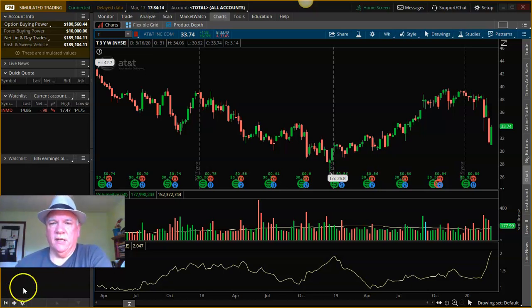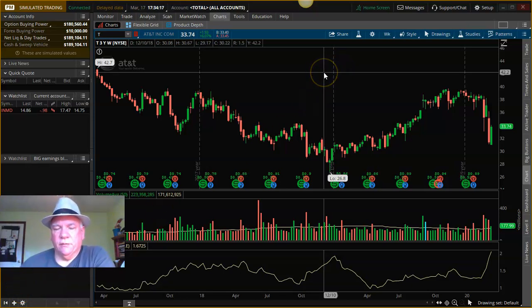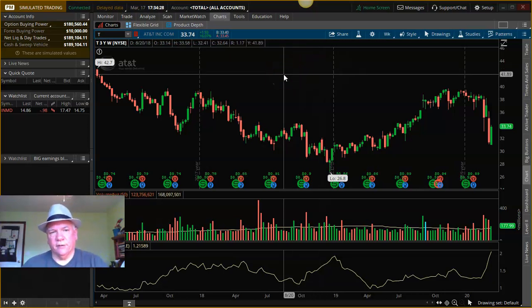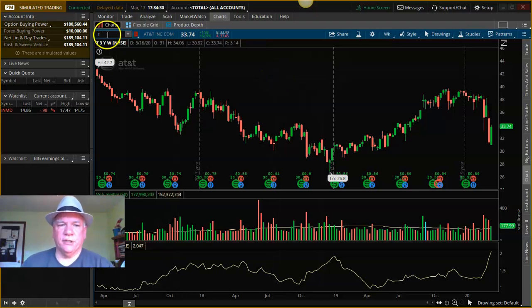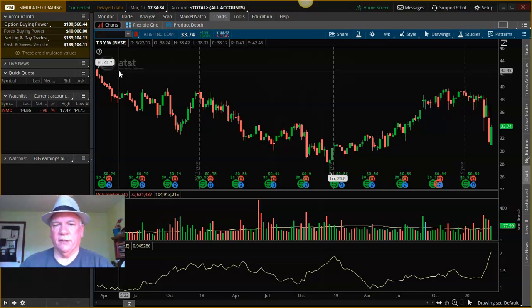Hello, this is Scott Bankston, and I've had some questions about what is the difference between a dividend investor and a growth investor. I wanted to show you the differences, and I'm going to show this stock right here. This one's called AT&T, and I believe this is a great dividend stock.